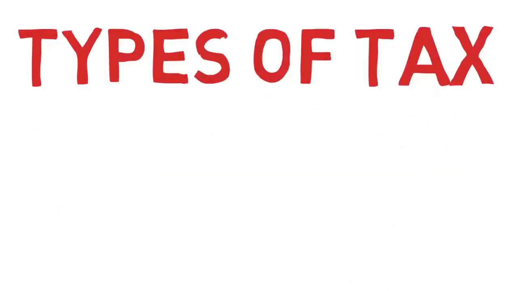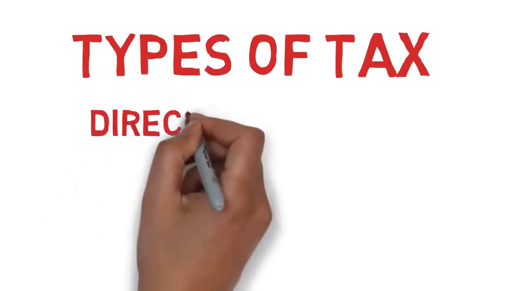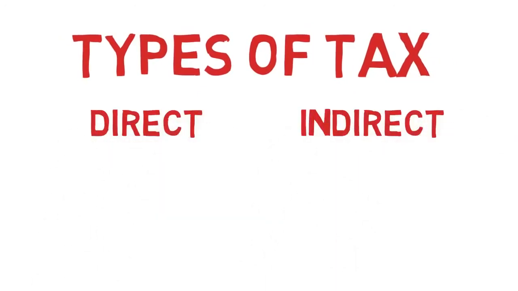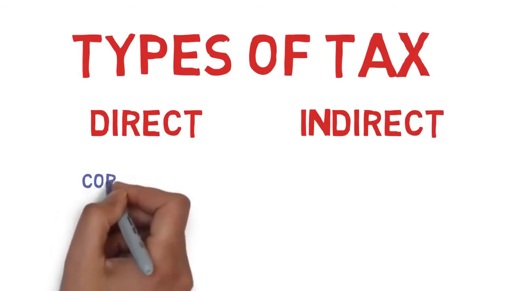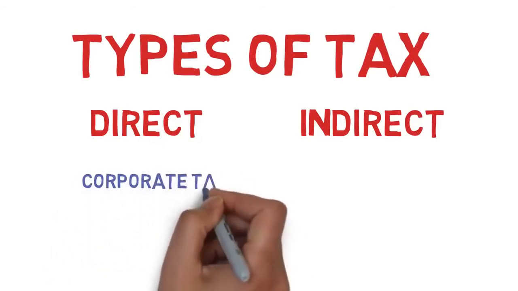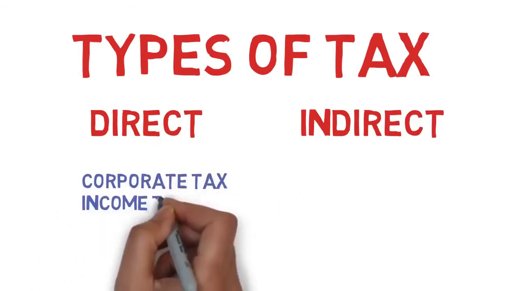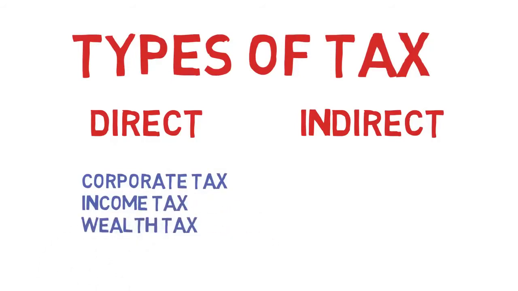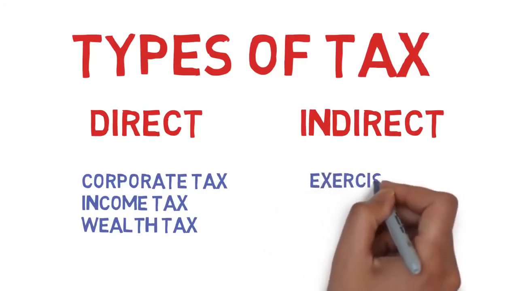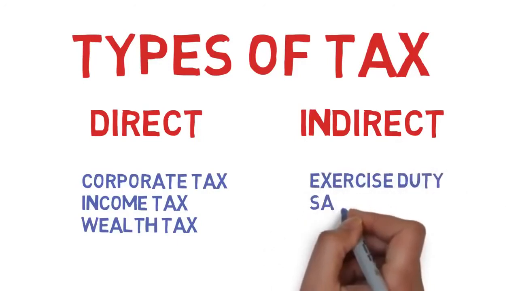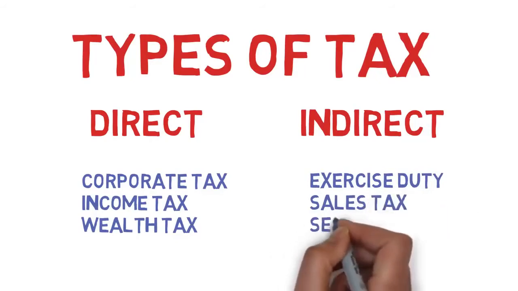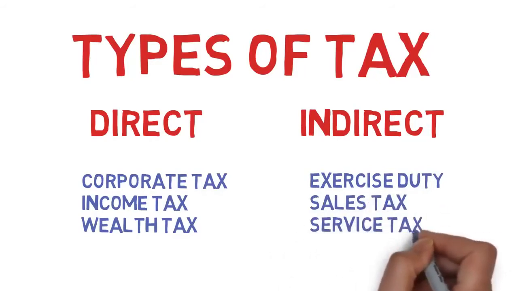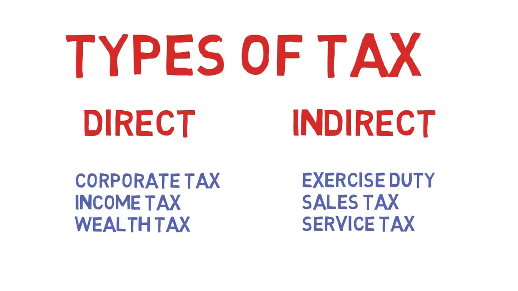There are actually two types of taxes. One is direct tax and the other is indirect tax. Direct tax is one whose liability cannot be shifted to someone else, like corporate tax, income tax, wealth tax, etc. But indirect tax is the tax whose liability can be shifted to someone else. It is central excise tax, sales tax, service tax, etc.